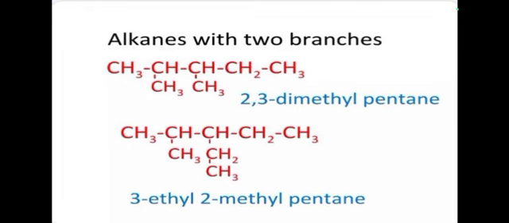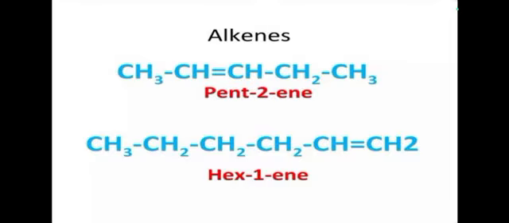Alkane with two branches means CH3, CH, CH, CH2, CH2. The second and third positions have methyl, so we add di: 2,3-dimethylpentane. Second one, 3-ethyl-2-methylpentane. The third and second positions have ethyl and methyl, so we write them in alphabetical order. First alphabetically is ethyl and second is methyl. So 3-ethyl-2-methylpentane.